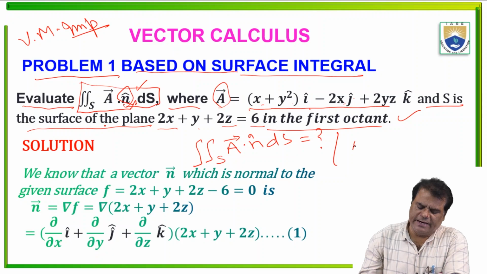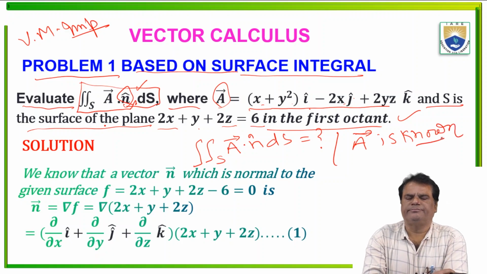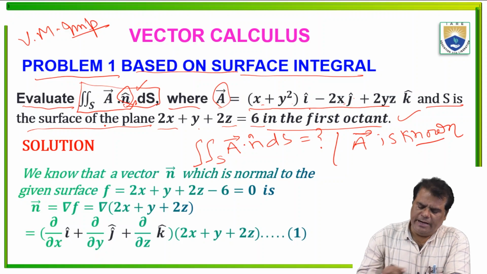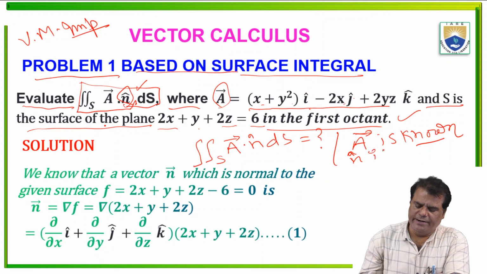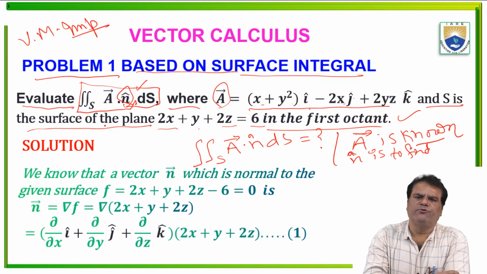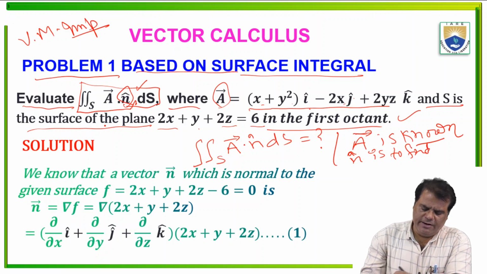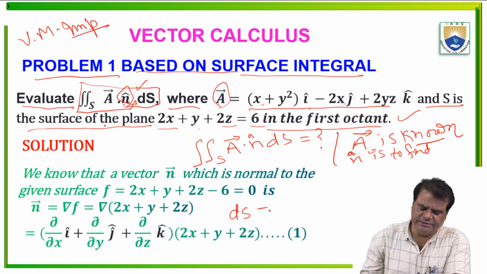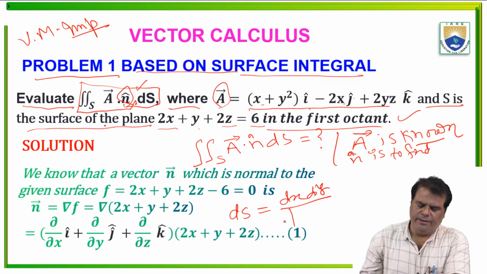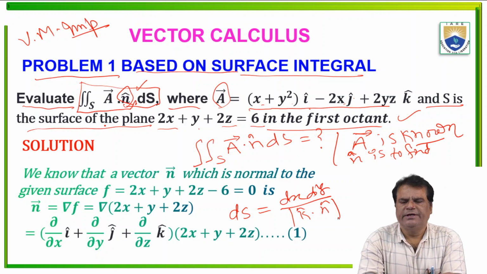Here vector A is given, it is 100% known. The normal vector n is what we have to find. You have to find the unit normal vector and the value of dS. dS is equal to dx dy divided by k dot n. This is the value of dS.